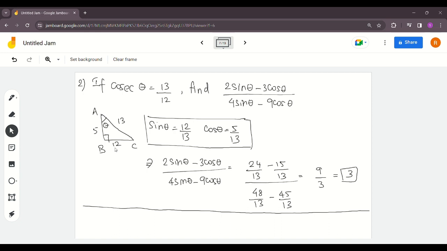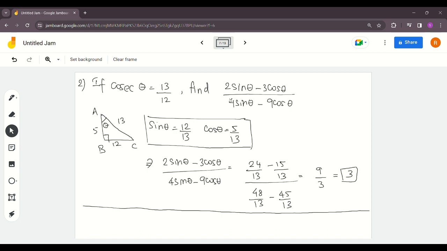So 169 minus 144 is 25. Root of 25 will be 5. So AB becomes 5 now. So using this, sin theta can be calculated very easily. It is nothing but the reciprocal of this. So it becomes 12 by 13. Cos is adjacent by hypotenuse now. So it is 5 by 13.